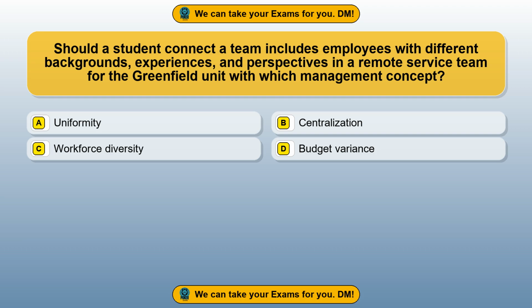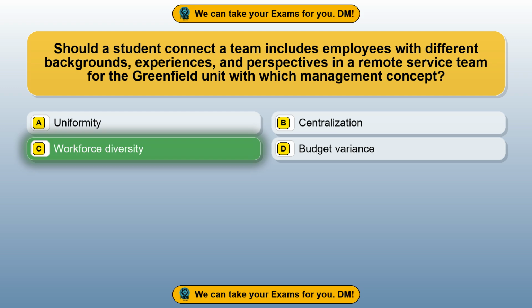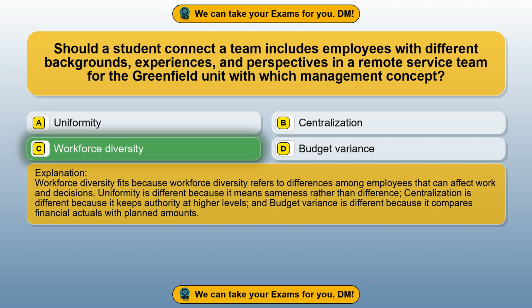Option A, uniformity. Option B, centralization. Option C, workforce diversity. Option D, budget variance. The correct answer is option C, workforce diversity. Workforce diversity fits because workforce diversity refers to differences among employees that can affect work and decisions.